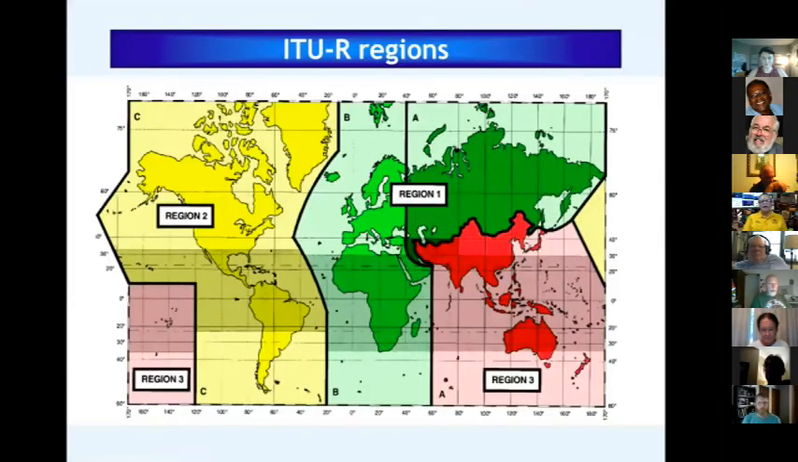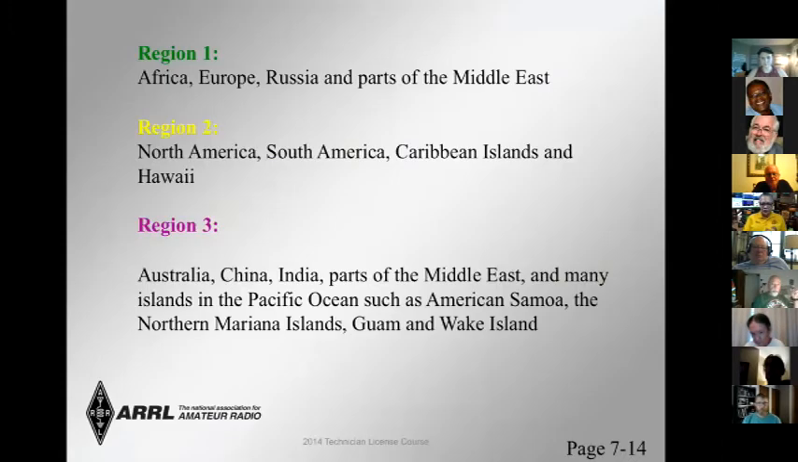This is what that map looks like. You'll see region 1 is in green. I think it's in your books, but it's in black and white. I like color because it helps me point it out and put emphasis on it. You have your region 2, which looks like a pretty big area, and then your region 3, which is split into 2 different parts. Just to break it down, region 1 has countries like Africa, Europe, Russia, and parts of the Middle East. Region 2 has North America, South America, Caribbean islands, and Hawaii. And then region 3 is pretty much all the rest, even though they're on both sides of the map.